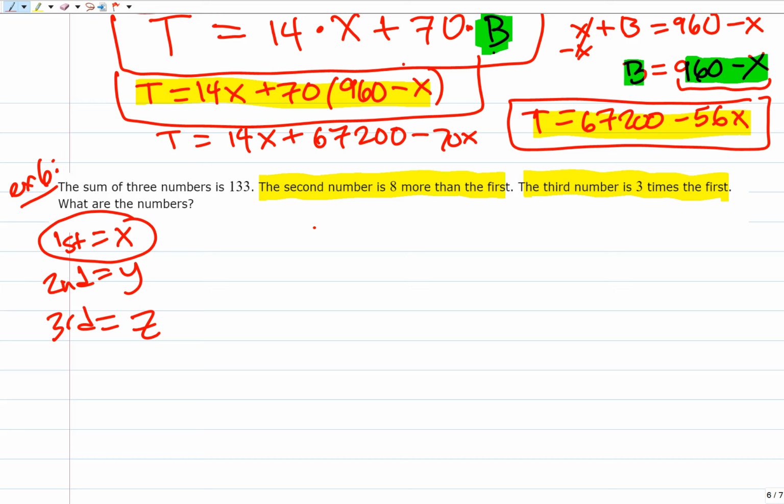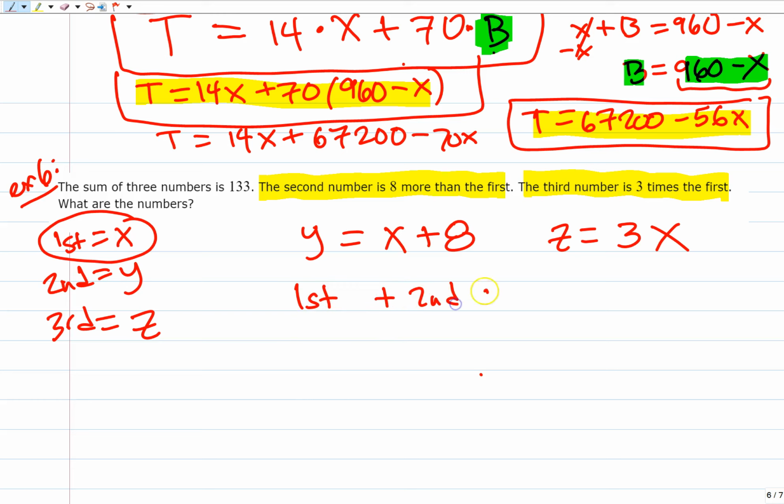So the second number, or I can say y if you really want to, is, how would you do 8 more than the first? What's more than? Yeah. So rather than make it an x and a y, I'm going to call it x and the next one x plus 8. Does that make sense? And rather than call the last one z, I'm going to replace that and say it's just 3 times the first, or it's just 3x. So rather than have 3 variables, now I can say if I added the first plus the second plus the third, they should all equal what?